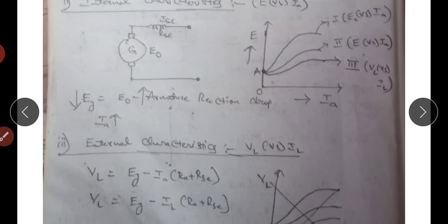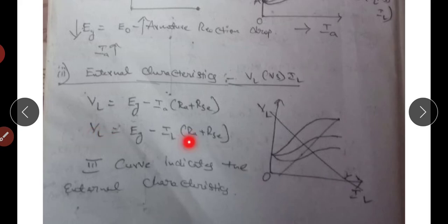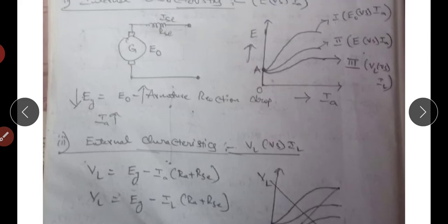Okay, so by using this E versus IA graph, we can draw the VL versus IL graph. Here VL equals EG minus IL into (RA plus RSE). EG is the same. So by using this E versus IA reference graph, we can draw this VL versus IL. The difference between VL and EG is IL into (RA plus RSE).